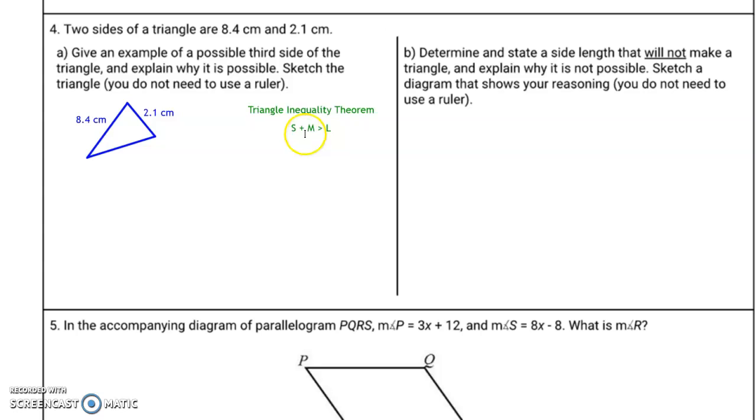So what we're going to do is figure out 2 different scenarios: the scenario in which we don't know the smallest side and the scenario in which we don't know the largest side. Pause the video, try that out, and then see if you got that right.